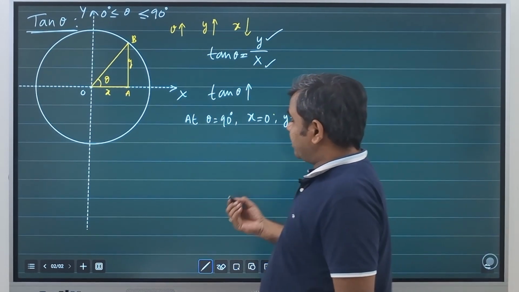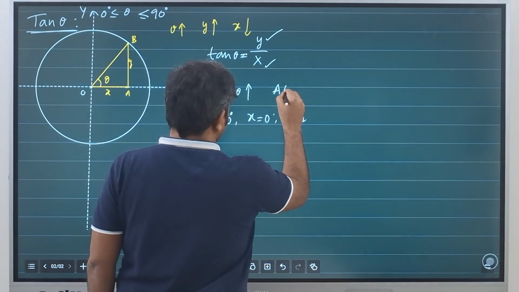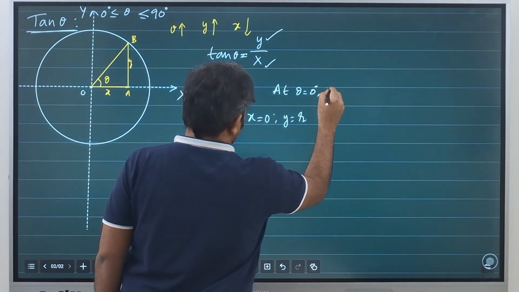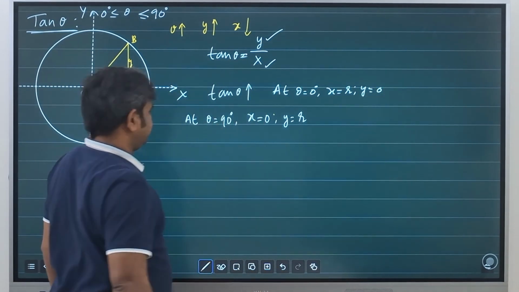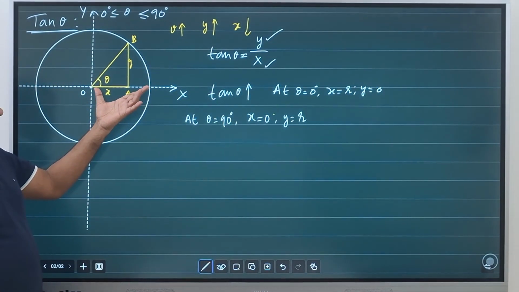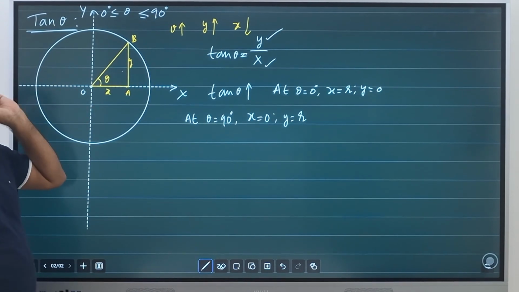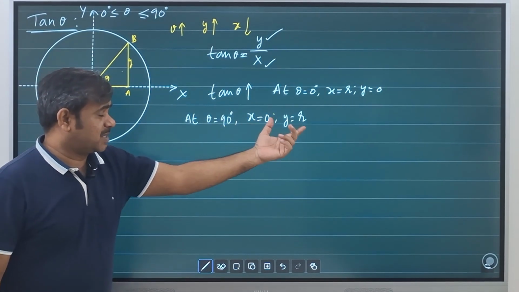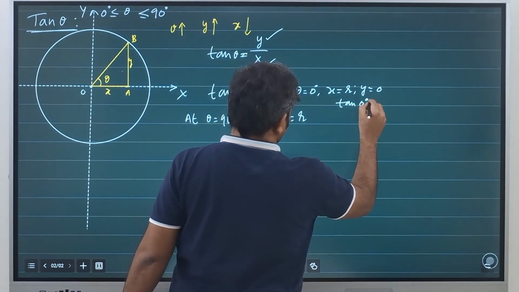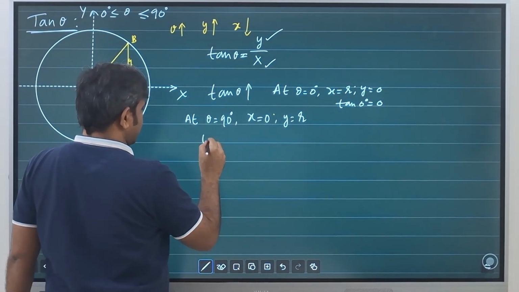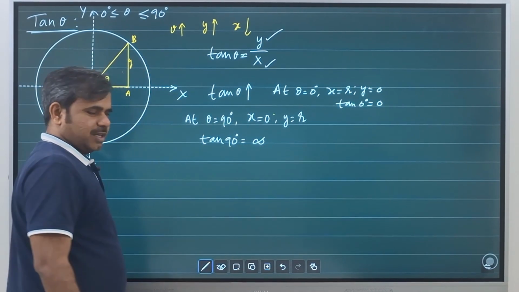So what happens to the ratio? At theta equal to 0 degrees, x is equal to r, y is equal to 0. When theta is 0 degrees, the adjacent side is equal to r, opposite side is equal to 0. When theta becomes 90 degrees, x becomes 0, y becomes r. So tan 0 degrees is equal to 0, tan 90 degrees is equal to infinity.